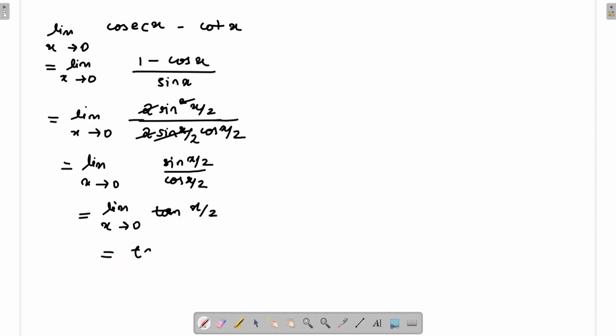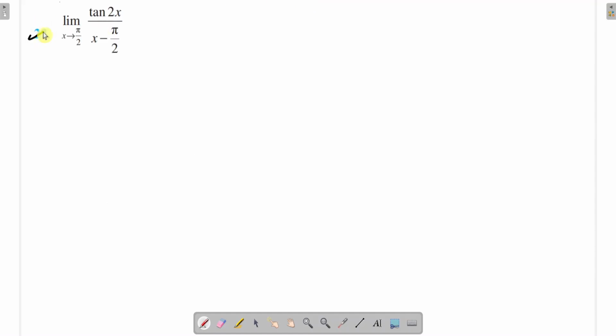And so if you substitute the point in the function, you will get tan 0 by 2, and that is equal to tan of 0, and that is nothing but 0. That is the answer, right? Okay, so now let us go to the next one. This is the last problem. Limit x tends to pi by 2 of tan 2x divided by x minus pi by 2.